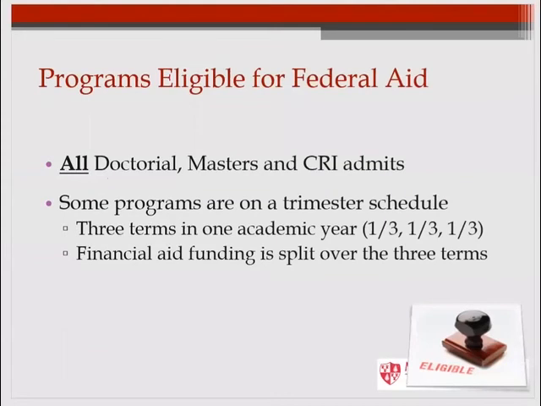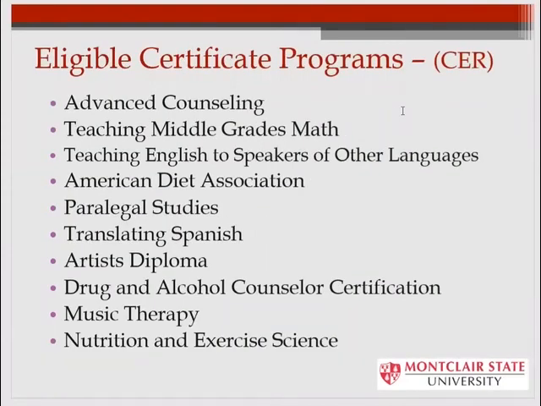So, eligible certificate programs. If you are interested in certificate programs, these are the ones that are definitely eligible: advanced counseling, teaching middle grades math, teaching English to speakers of other languages, the American Diet Association, the Paralegal Studies Program, translating Spanish, artist diploma, the drug and alcohol counselor certificate program, music therapy, and also nutrition and exercise science are all eligible certification programs where you would receive federal aid.